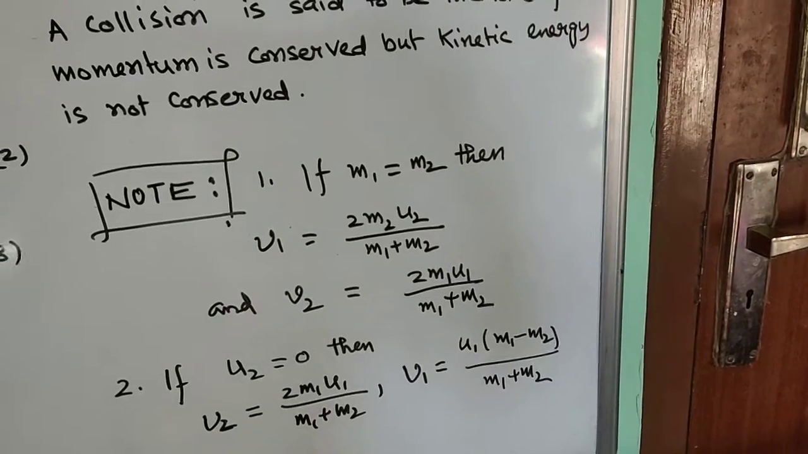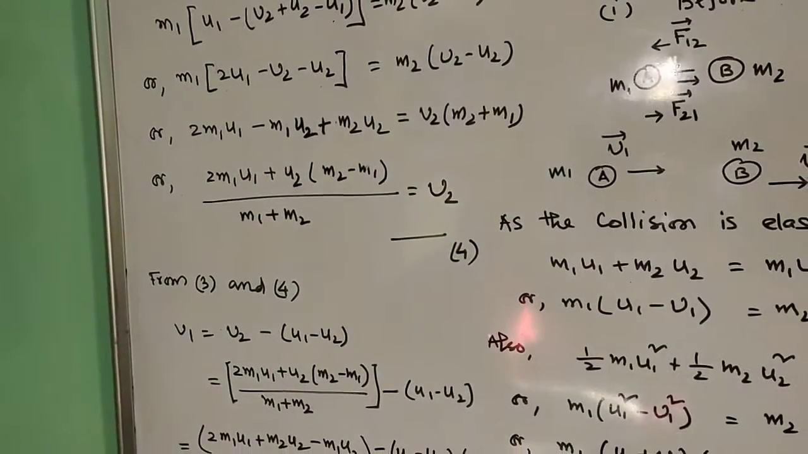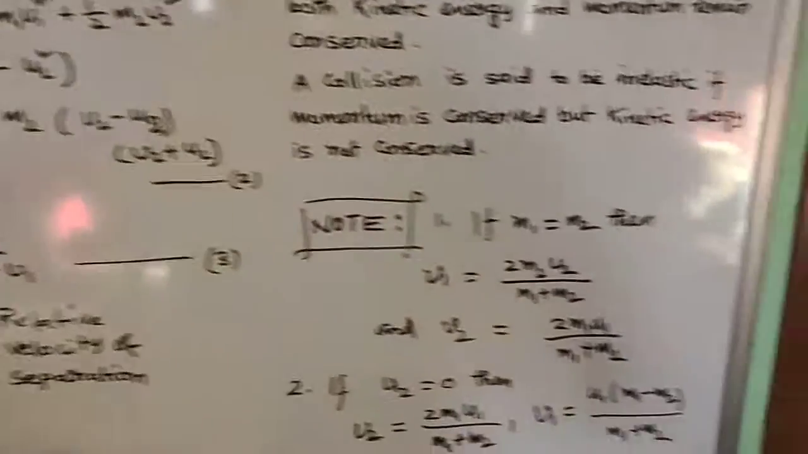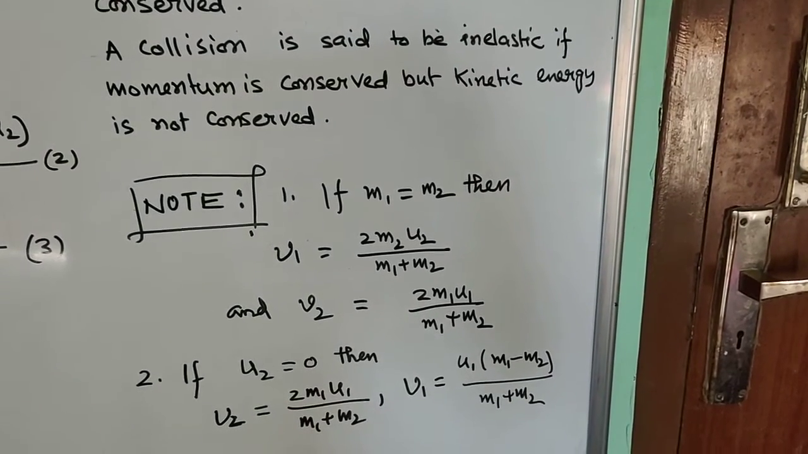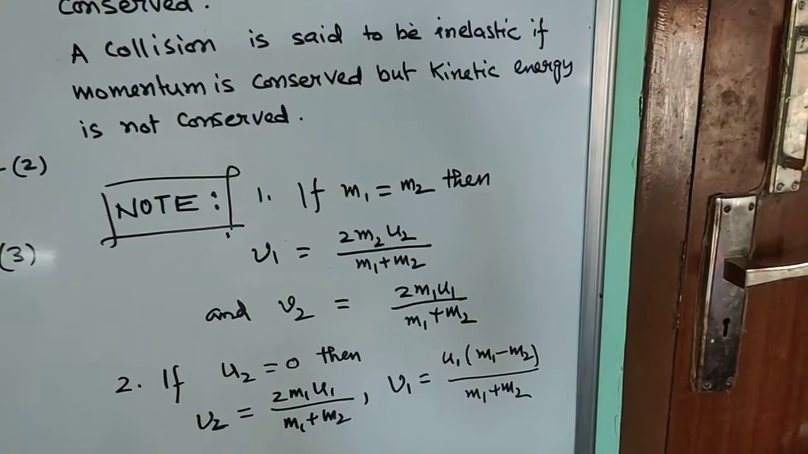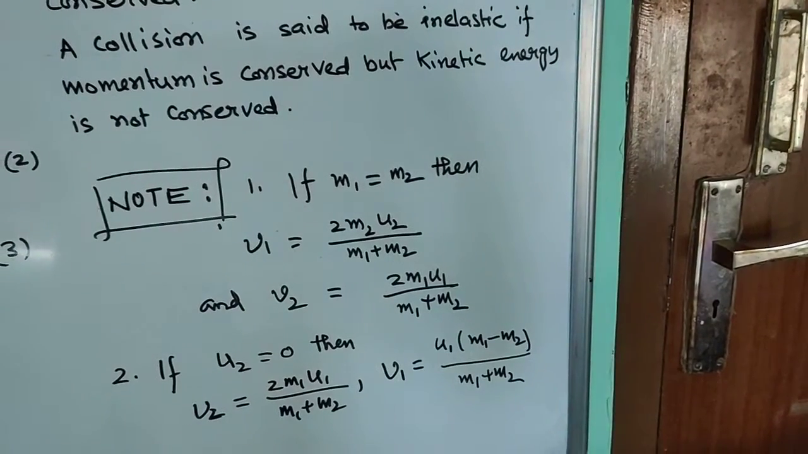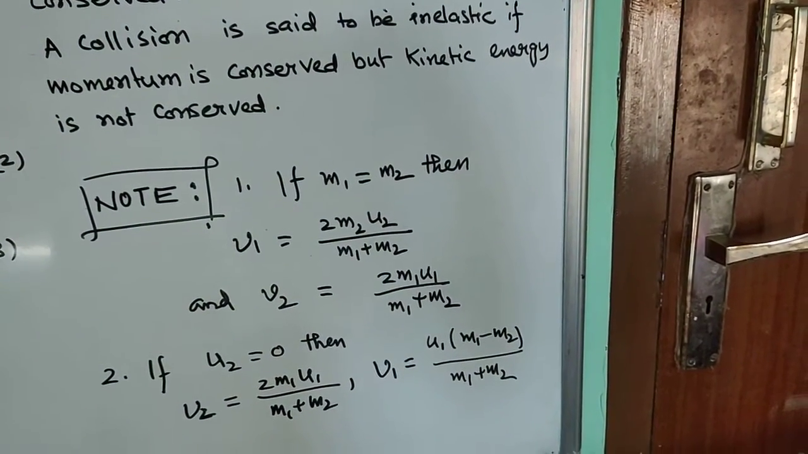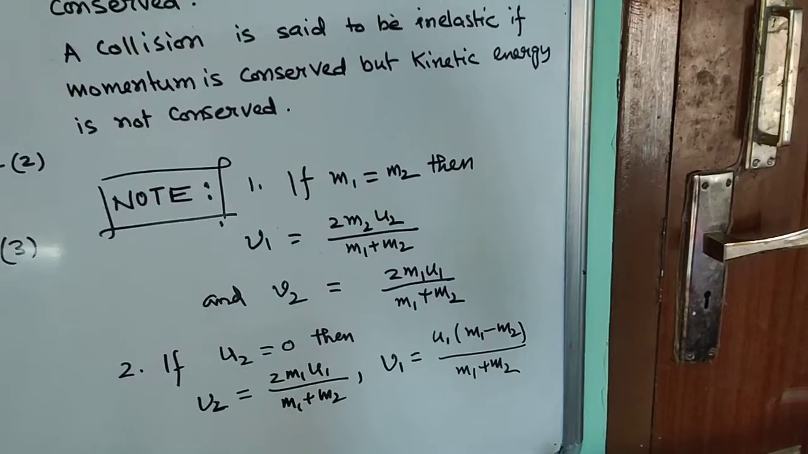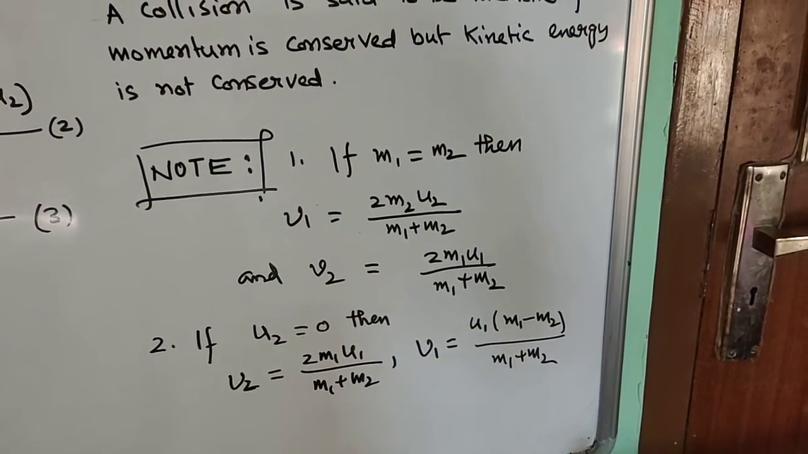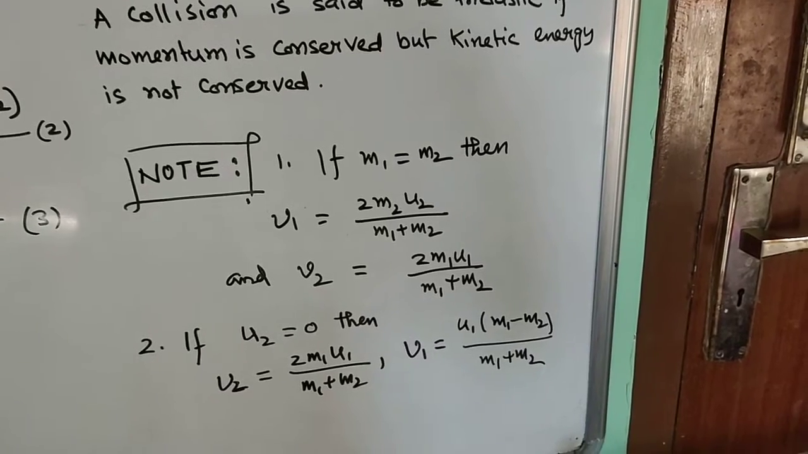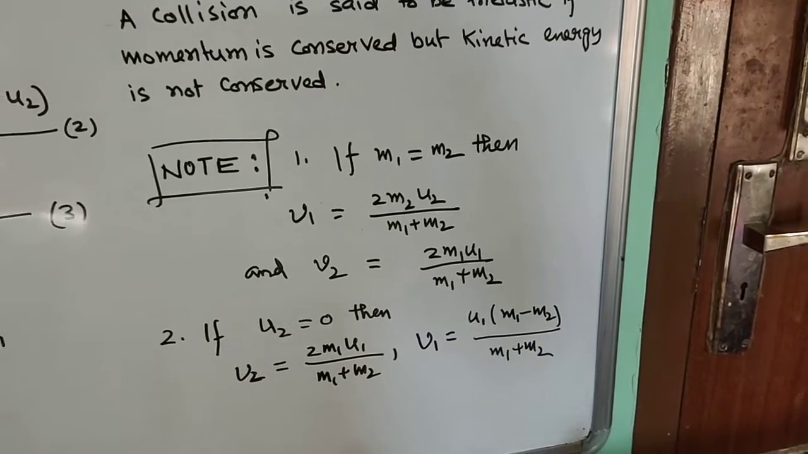Similarly for v2, if m1 equals m2, then you get 2 m1 u1 by (m1 plus m2). Here you can substitute, then you will get v2 equal to u1. So v1 equals u2 and v2 equals u1, if you consider m1 equals m2 equals m. It means the exchange of velocities occurs if the masses are identical. So v1 is u2 and v2 is u1.